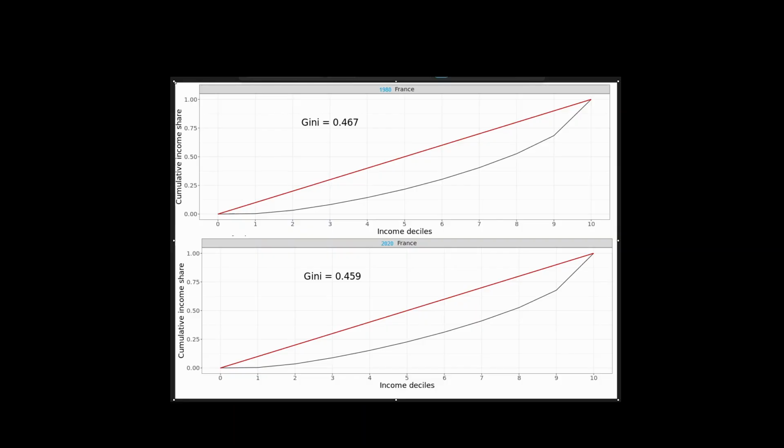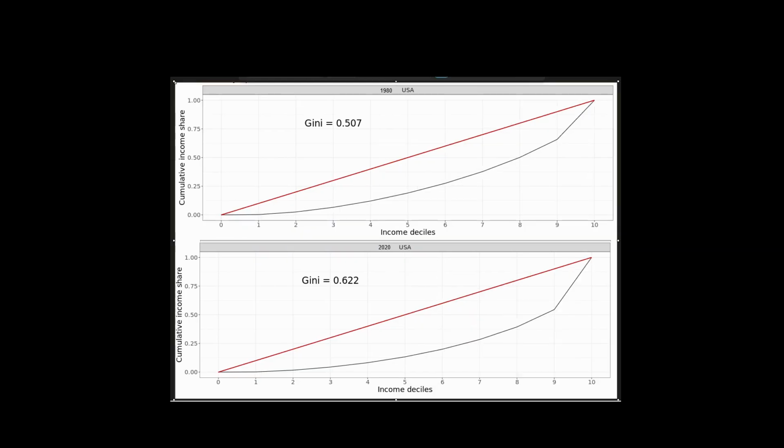Alternatively, if we take a look at the US, it has moved from a Gini coefficient of 0.507, so almost right at that point of being between more equal or more unequal, but has moved quite far from 0.5 to 0.62. So in this case it has been moving closer to one. Moving closer to one, the US has become drastically more unequal over this 40-year time period.